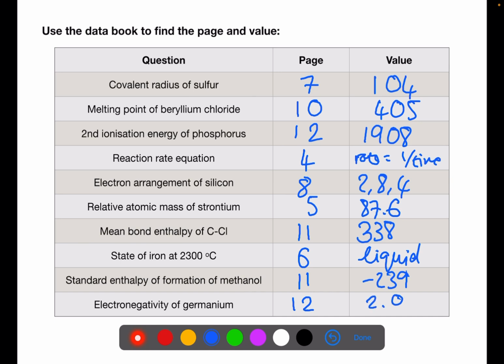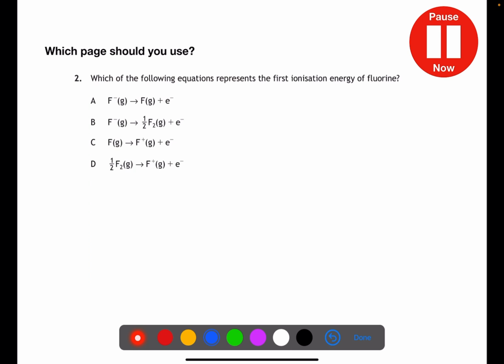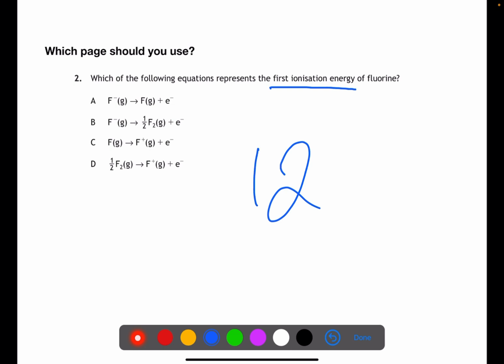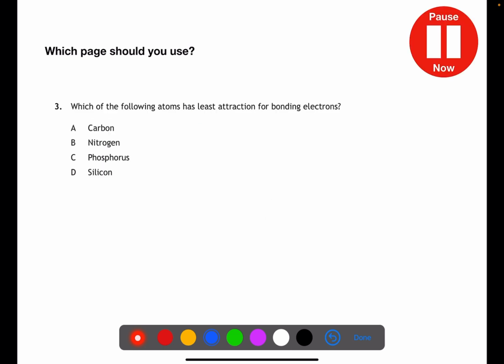Now let's have a look to see if you can identify what page of the databook would be useful for answering certain questions. Pause the video and have a think about which page you would use for this question. This question asks you about the first ionisation energy of fluorine, which means that you'll want to use page 12. Which page would you use for this question?